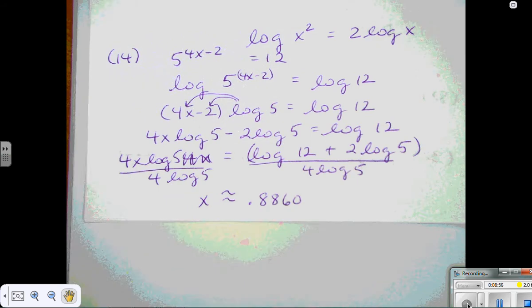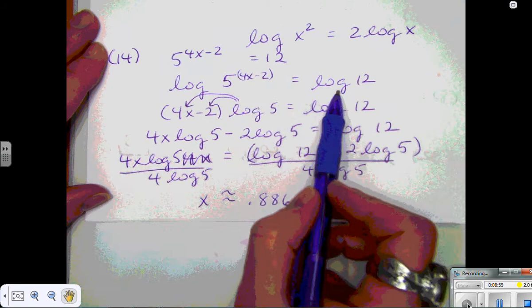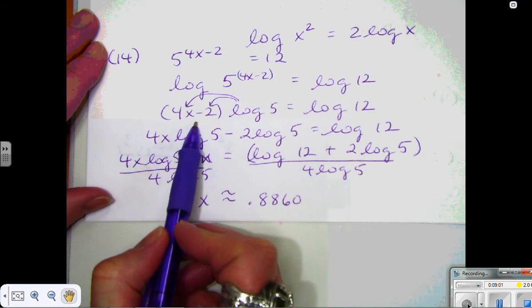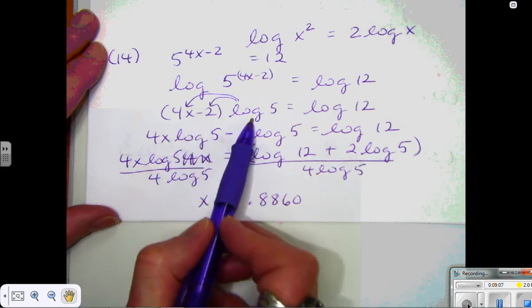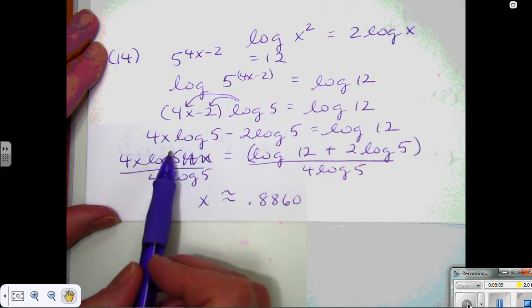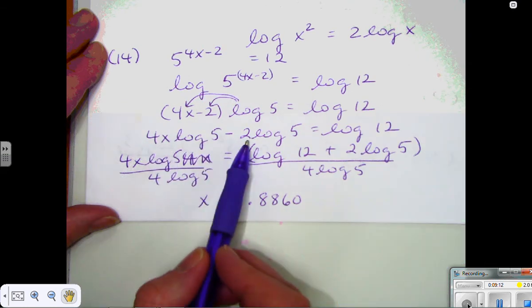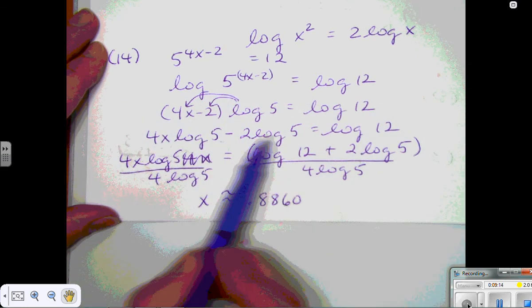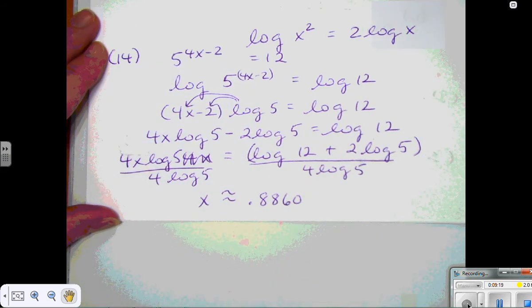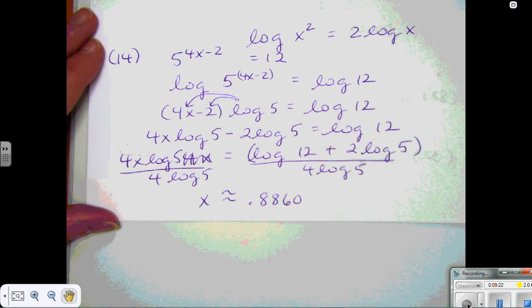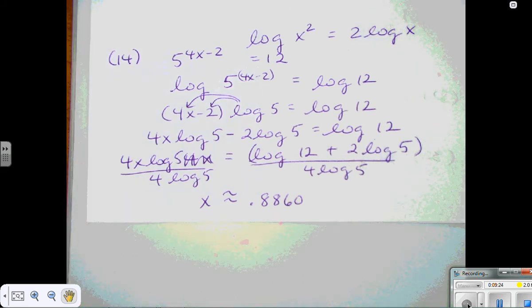Yeah. So I wrote each of them as logarithms, and then I took the exponent and put it in front of the log 5. And then you're going to distribute, since you have a binomial times log 5, I distributed that through the binomial. So that's how I got the 4x log 5 minus 2 log 5. Now I want to get the x all by itself, so I added the 2 log 5 to the other side and then divide by 4 log 5. Okay, so I'm going to stop recording right here and do the next couple examples in a little bit. Questions?